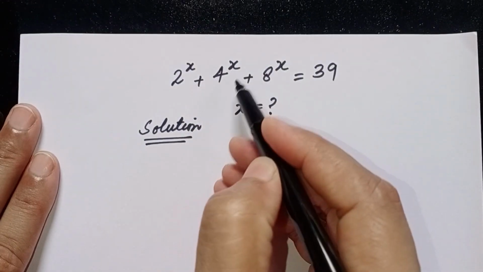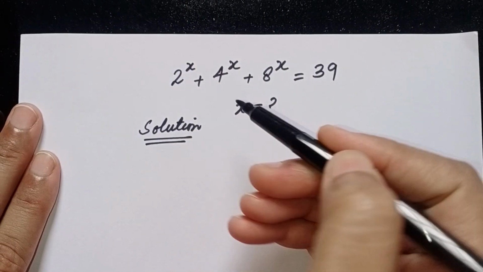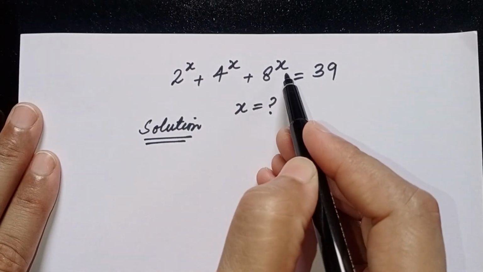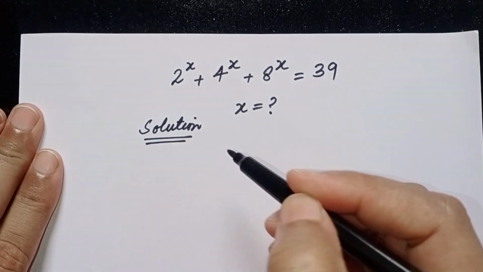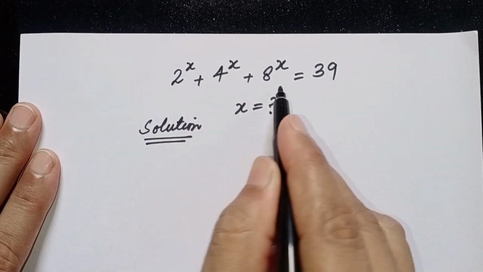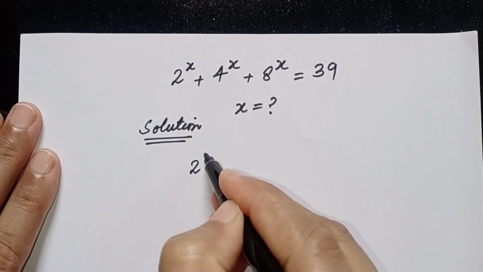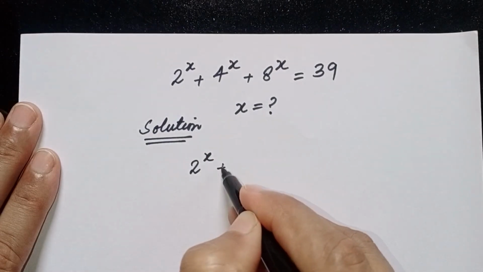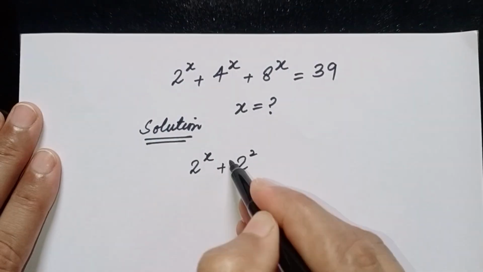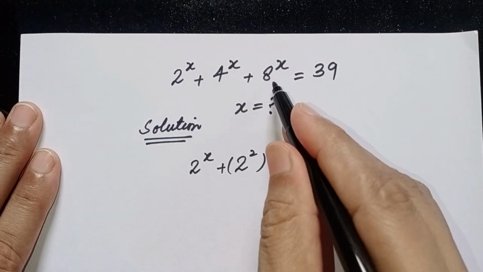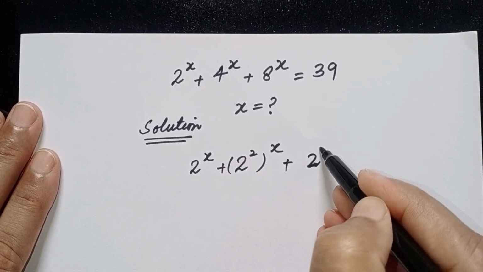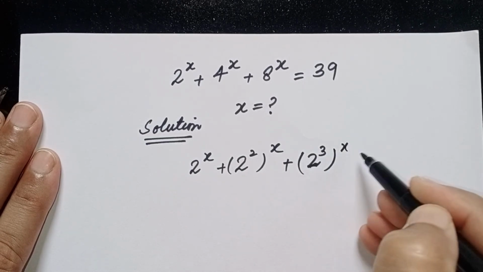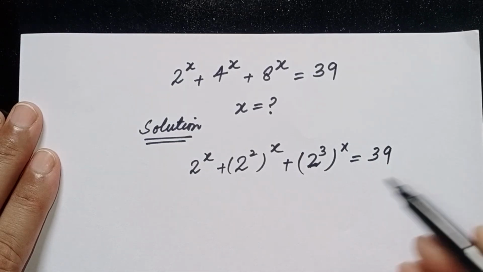Today I have a great question. 2^x + 4^x + 8^x = 39, and x is unknown. First of all, in the first step, I'm going to write 2^x plus 4 can be written as 2^2 to the power x, plus 8 can be written as 2^3 to the power x, equal to 39.